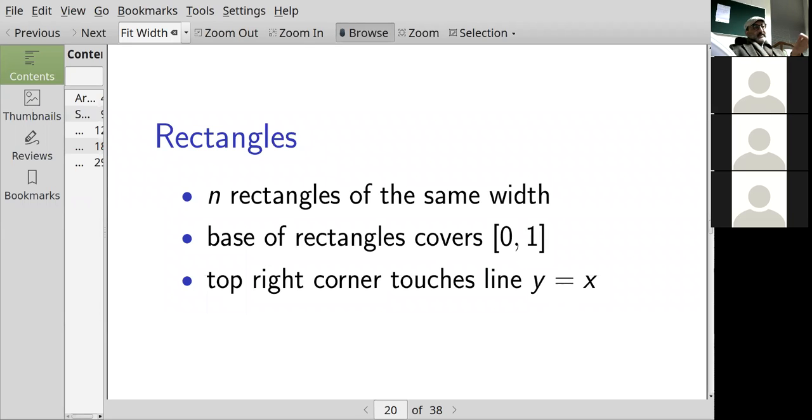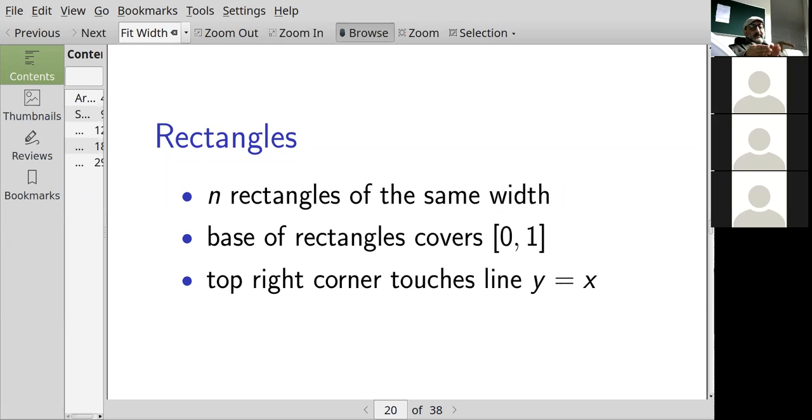So the first rectangle, we said its base runs from 0 to 1 over n on the x-axis. Now I'm going to draw from y equals 0 at 1 over n till it hits the line y is equal to x. When it hits the line y is equal to x, what is the value of y? 1 over n. Then I draw the top, which has a width 1 over n, and then I draw a vertical line down. So the first rectangle has a width 1 over n, and a height 1 over n, okay?